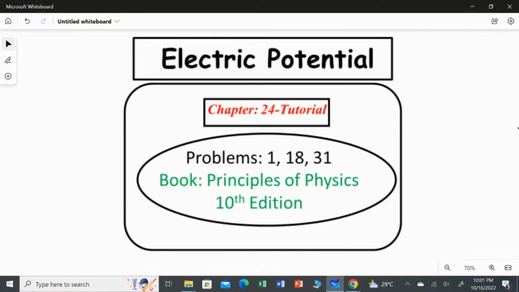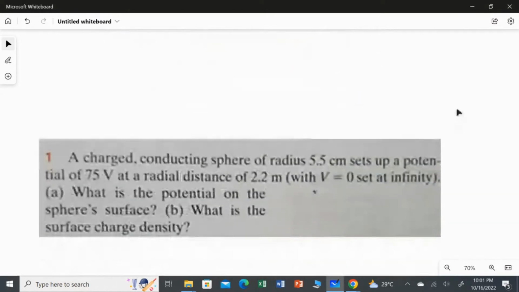In this video, I am going to solve these three problems taken from the book Principles of Physics, 10th edition, and the title of the chapter is Electric Potential. First question.